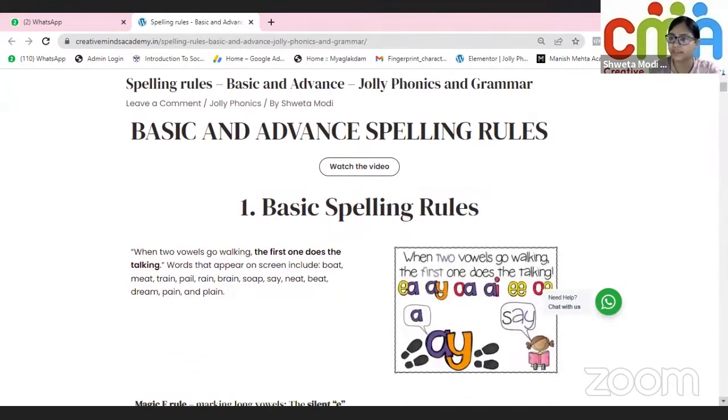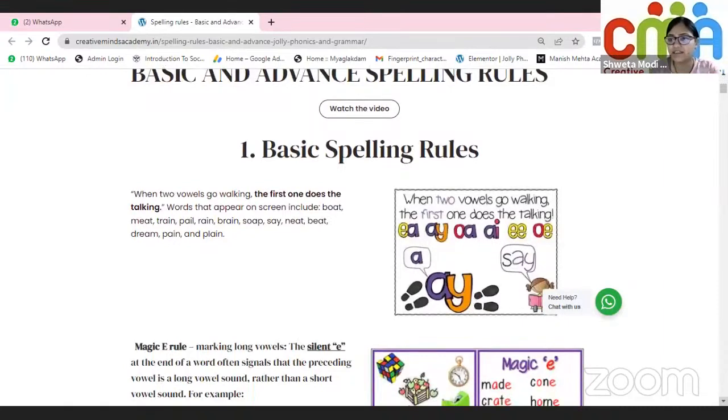When two vowels go walking, the first one does the talking. So when you find a vowel team like A and I together, E and A together, I and E together, then you will find that the first vowel gives the letter name. So E will say E, A will say A, and O will say O. Okay. So that's the rule which is applicable most of the times when you have two vowels together, and that's a vowel team, and the first vowel tells the letter name.